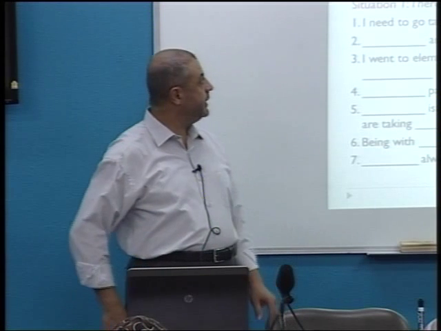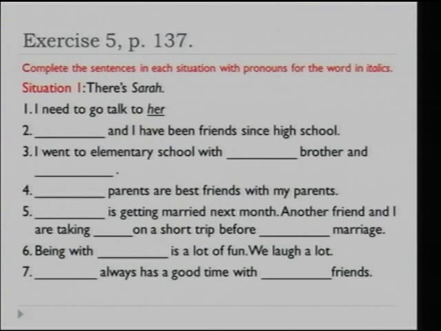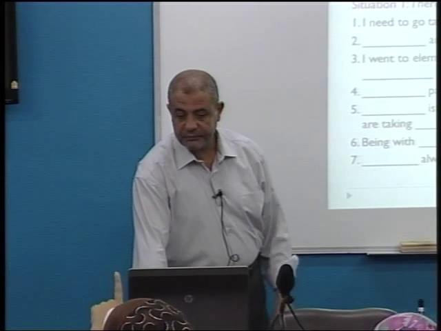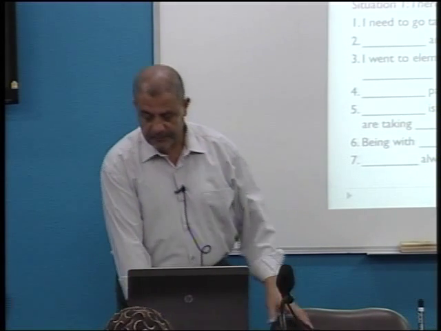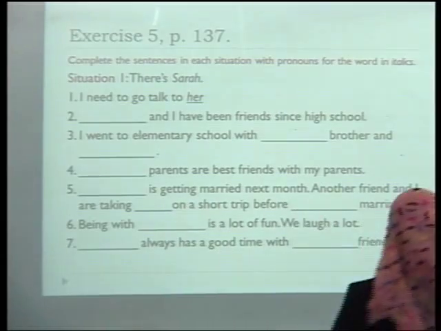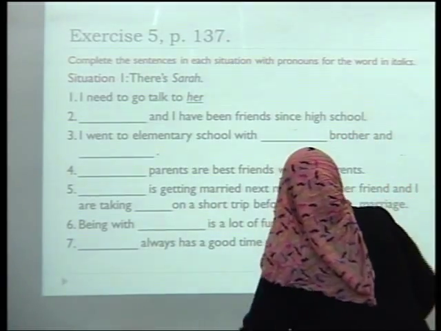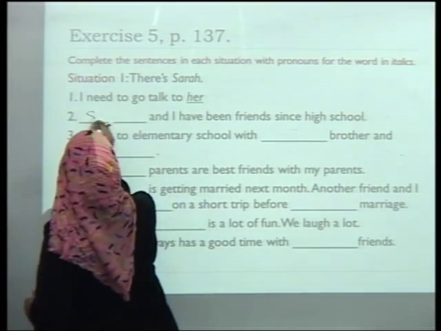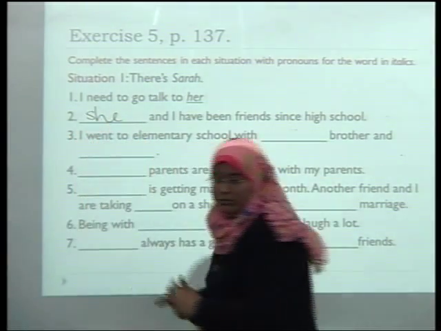Now look at the new exercise. Complete the sentences in each situation with a pronoun for the word in italics. Situation 1. There is Sarah. I need to go talk to her. She and I. Good. Thank you. Number 3. Quickly, this is an easy exercise.